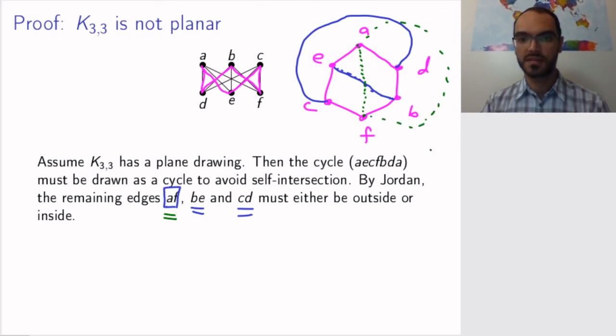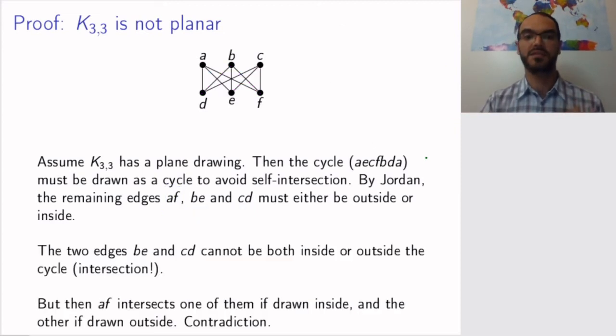So that is not good. And this sad conclusion leads us to conclude that K33 is not planar. So what I just said was that the edges BE and CD cannot both be inside or outside because they would intersect. But then if one of them is inside and one of them is outside, AF will intersect one or the other. So therefore, K33 is not planar.